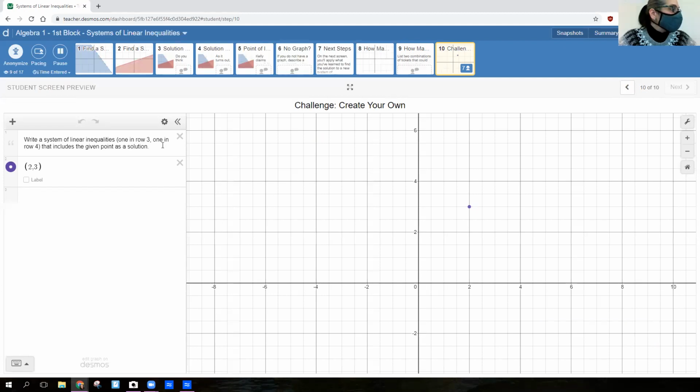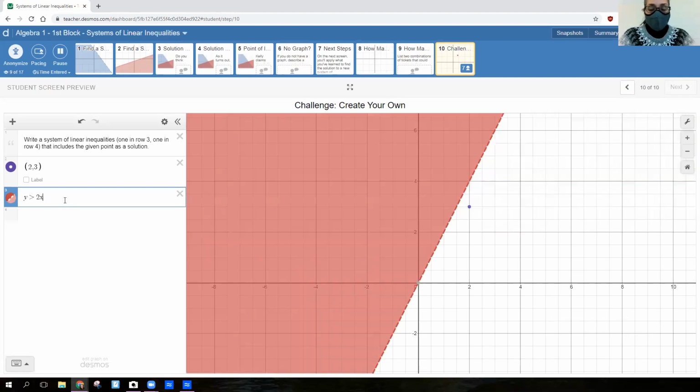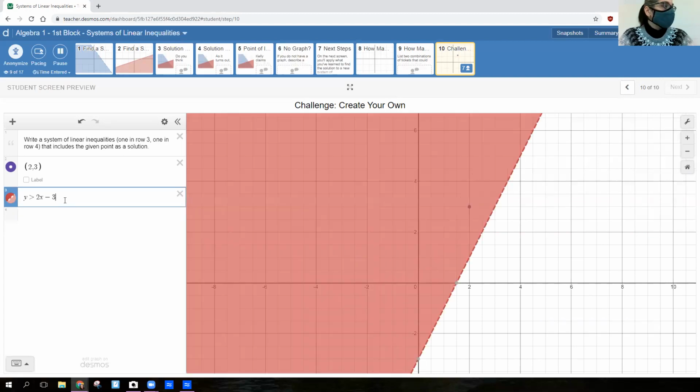So start graphing anything. You got to start somewhere, right? So y, it's got to be less than or greater than. I'm just going to start with the first thing that I think of. There you go, 2x. I need to get that in the purple region. So maybe I need to move. There we go. Okay, nice job, Emery. You got it.